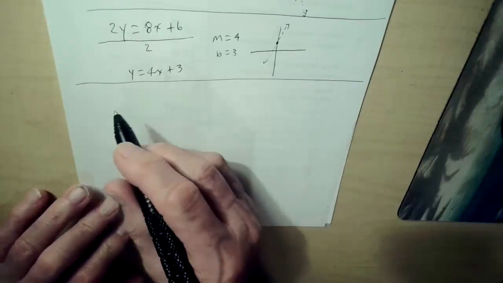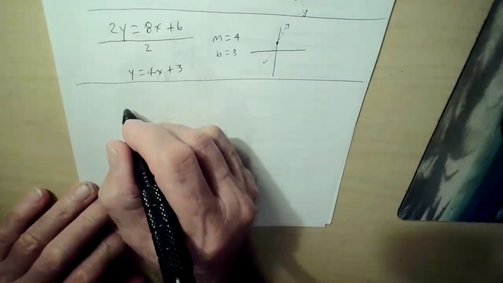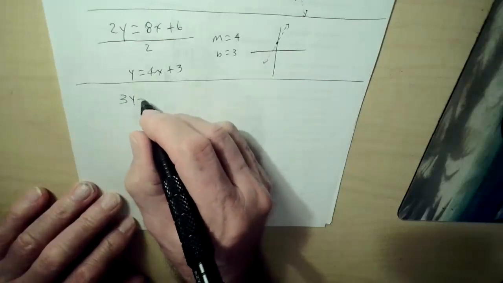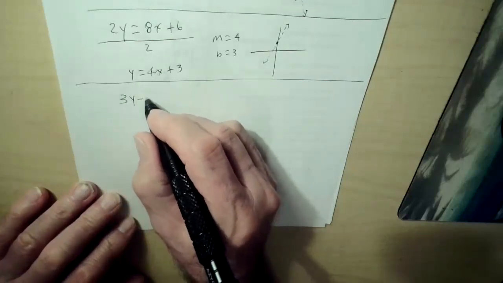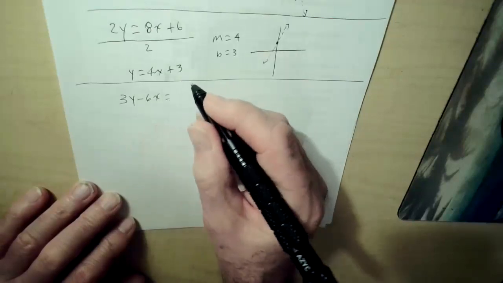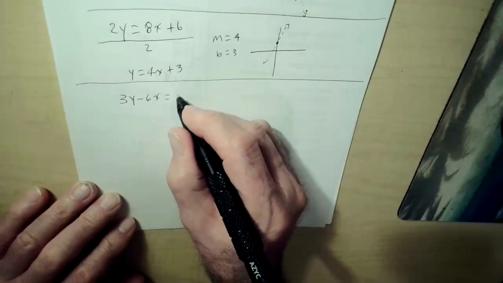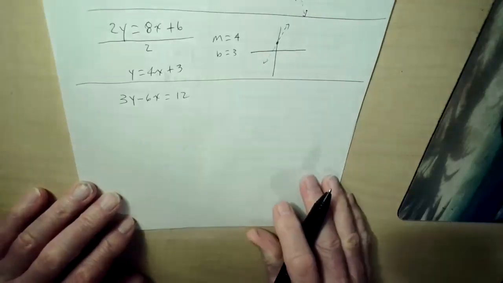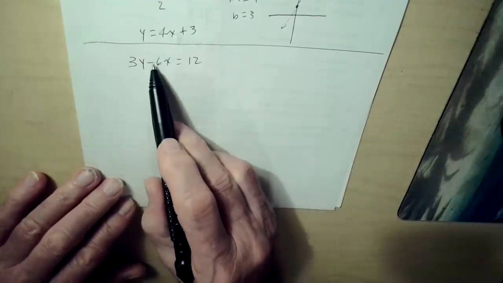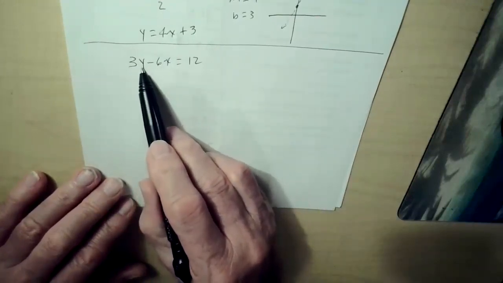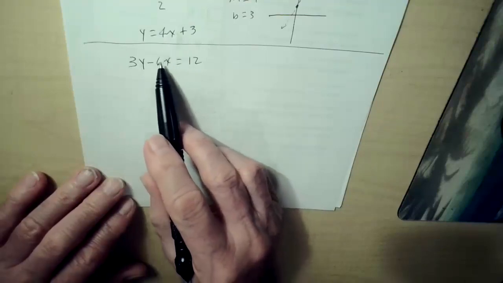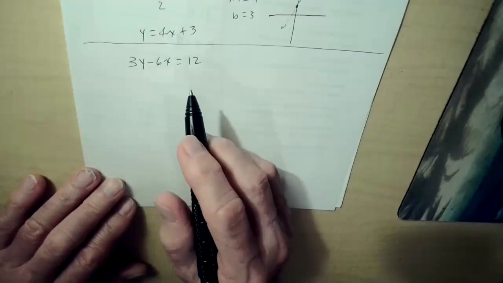What about this if you're so smart? What if you have 3y minus 6x equals 12? Is this in slope-intercept form? No. Remember, we want y over here by itself. So this is a fairly simple algebra problem, just looks nasty.